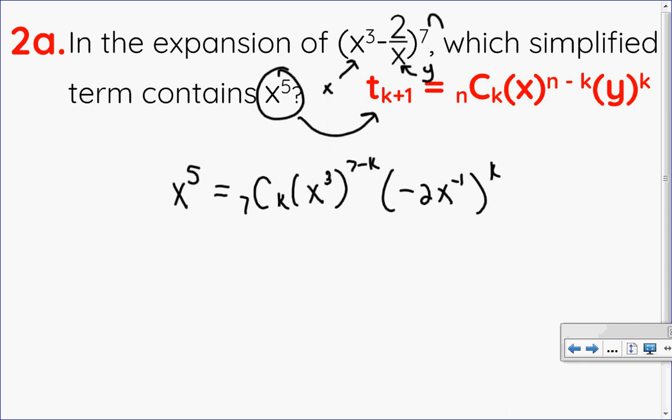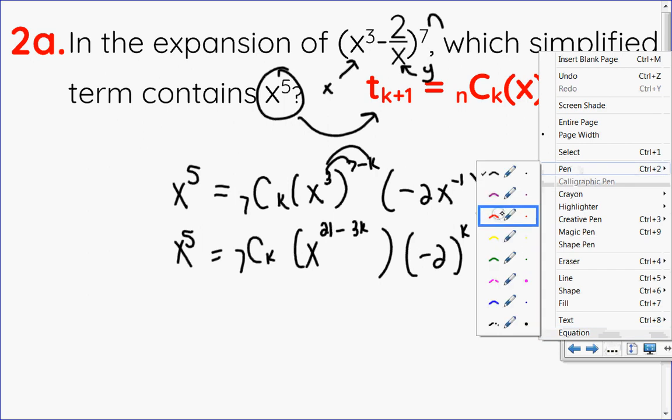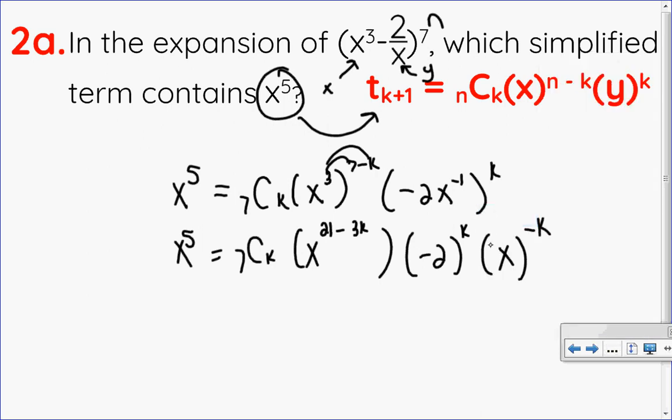So let's tidy this up again, and we're going to separate out our numbers. This would be x to the 3 times 7 minus 3 times k, so that would be 21 minus 3k. And then negative 2 to the k, and x to the negative 1 times k. Now, I'm going to focus just on my numbers, because I want to figure out what my k value is. The numbers are not really helping me right now. I'm going to focus in on my variables.